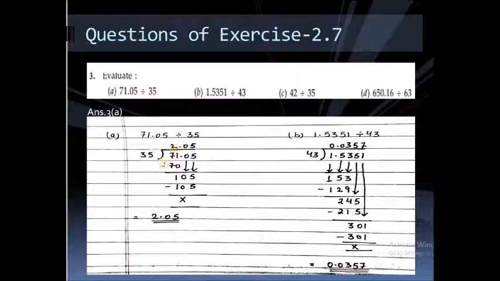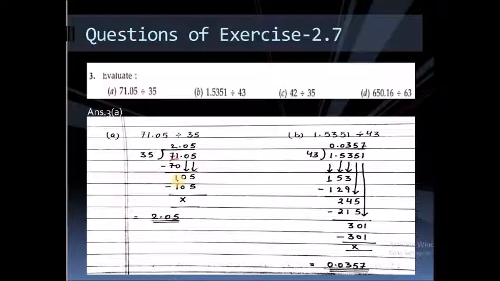Okay. So first of all, I am just showing first A part. Here 71.05 is dividend, which is being divided by 35, which is the divisor over here. So first of all, you will only look for this whole part. In whole part, I am having 71. So nearest to 71, 70 comes in the table of 35. So it will go 2 times. 70 come here. When you subtract both of these, 1 will come here.